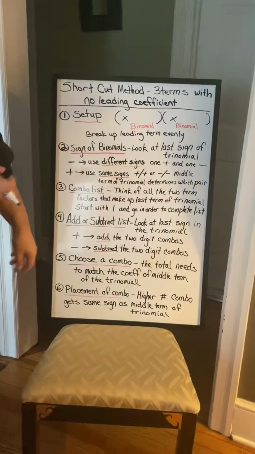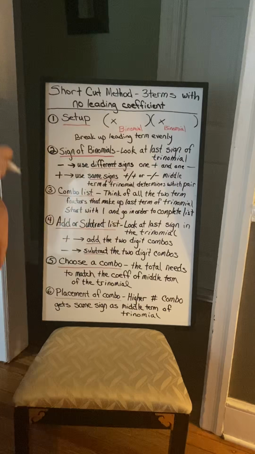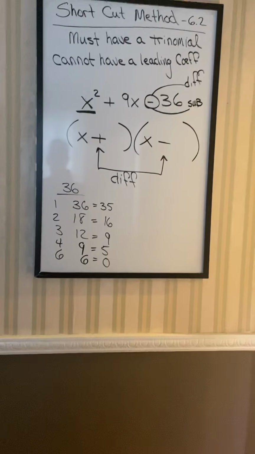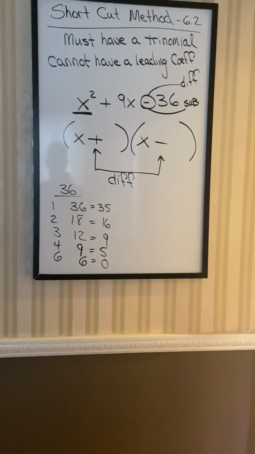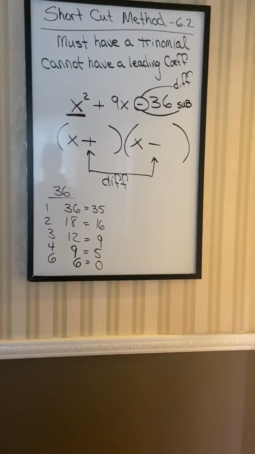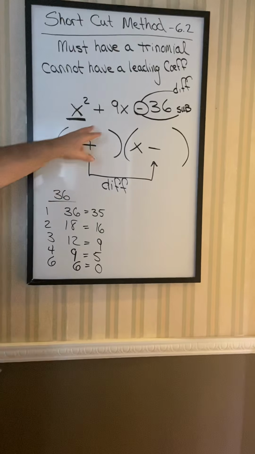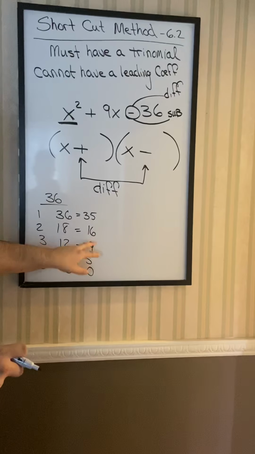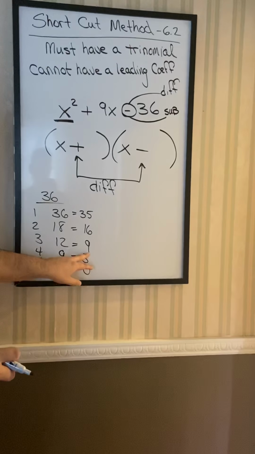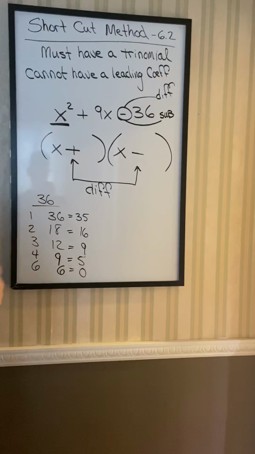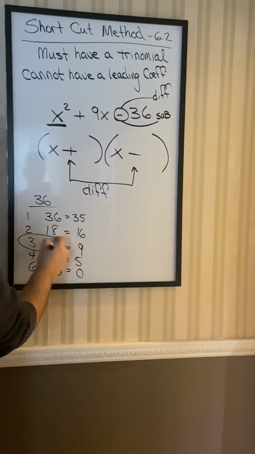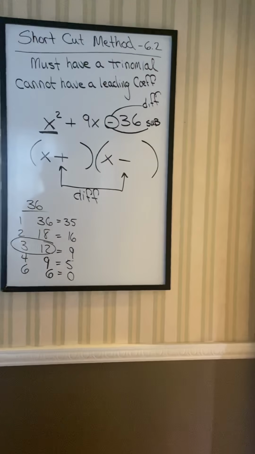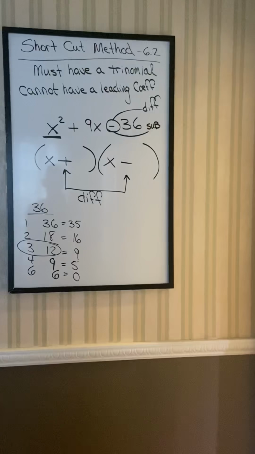Step 5. Now I got to choose a combo. One of those totals that we just got, 35, 16, 9, 5, and 0, one of those must match the middle coefficient of the trinomial. See the middle term? There's the coefficient of 9. Let's see, did anyone give us a total that's 9? Yes. That's our winner. We can ignore every other combo up here except for the 3 and 12. So now I chose a combo.